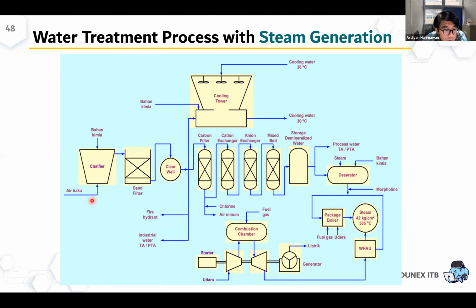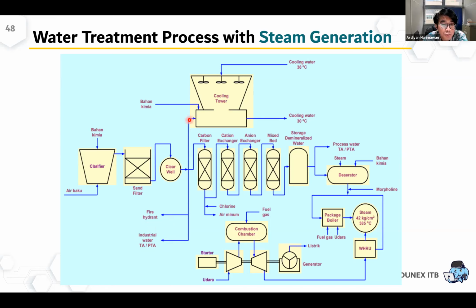If you have air baku, this is the raw material, the water for the utilities, and then it goes into the clarifier. This is step A, and then it goes to step B. So you go from group A to group B, and then you have clear well water. This clear well water can be directly used for the hydrant system, the fire extinguishing, or for industrial water.